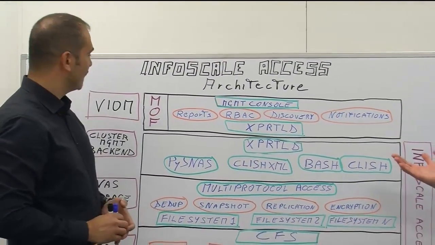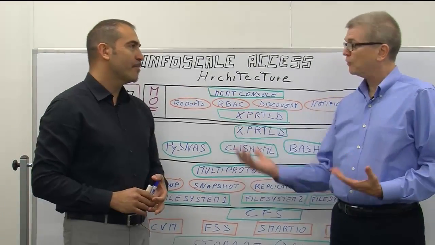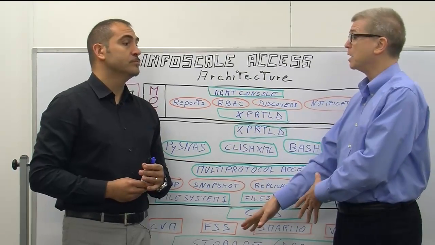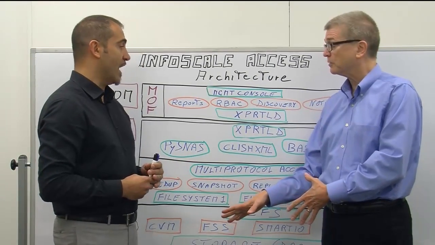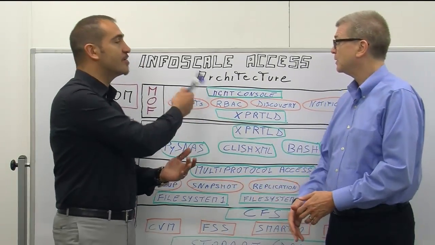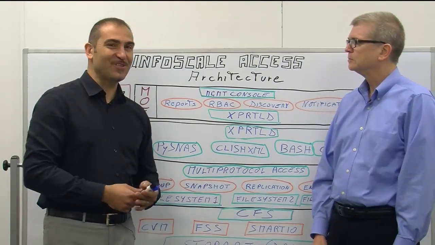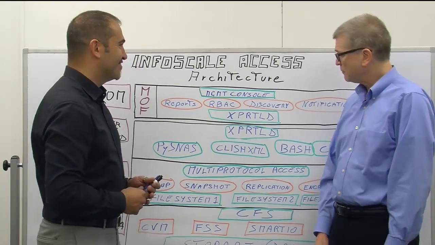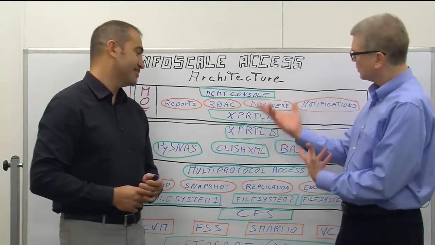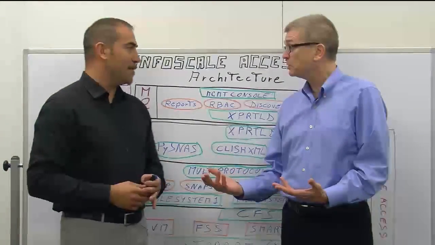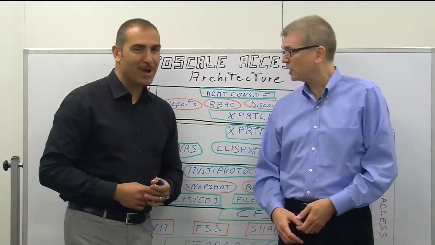OK. So really, customers would be able to use VOM to do the communication and the setup of InfoScale Access. Is that exactly the summary? Exactly. This is the best console that can be used to manage InfoScale Access. OK, fantastic. Well, I think this gives us an idea as to how InfoScale Access is set up. So, Mauricio, thank you so much for taking us through it. It's a pleasure.